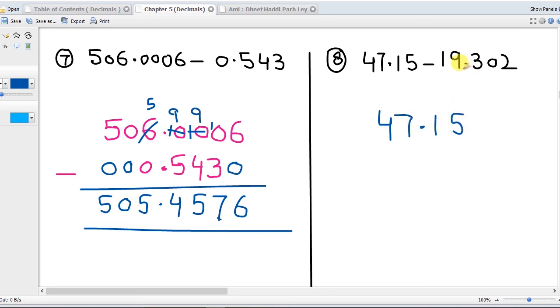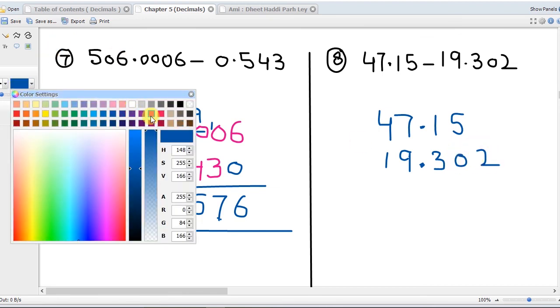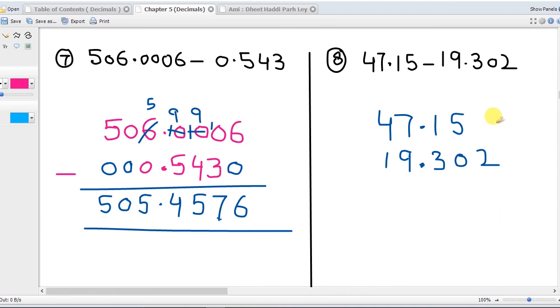47.15. Write the next number. First put the decimal point. Now write the numbers. 19.302. Okay, let's fill the gap with zeros. Simply take away. So we cannot take away 2 from this 0. It means we have to take a borrow. So 10 minus 2 is 8. 4 minus 0 is 4.